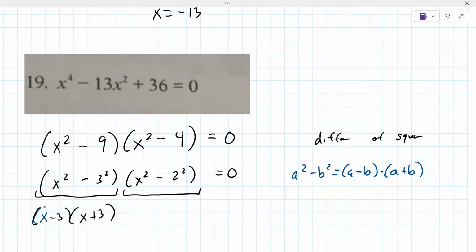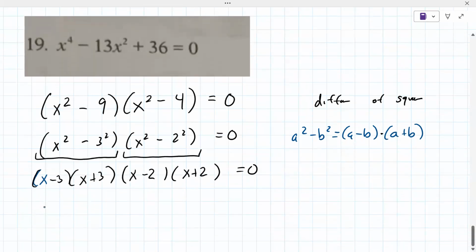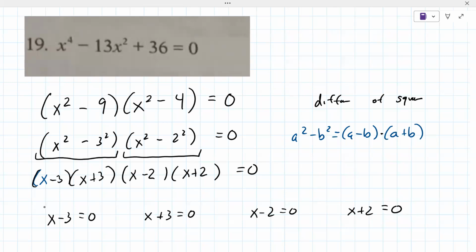What does the next one become? Oh, the next one. X minus 2, and then x plus 2. Put it down here. Very good. All right. So now you have to set each of these equal to 0 and solve for x.